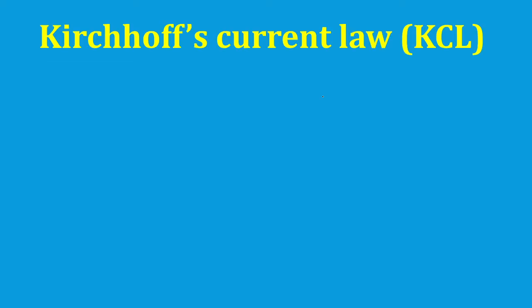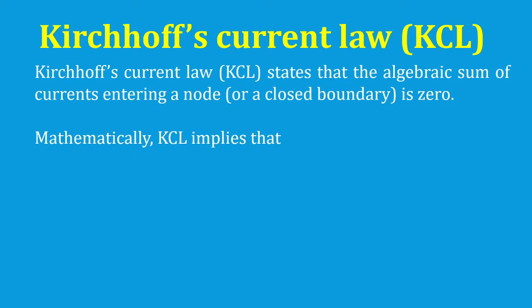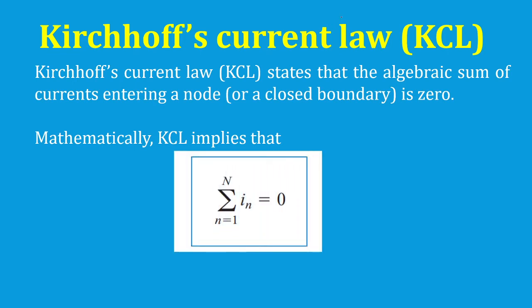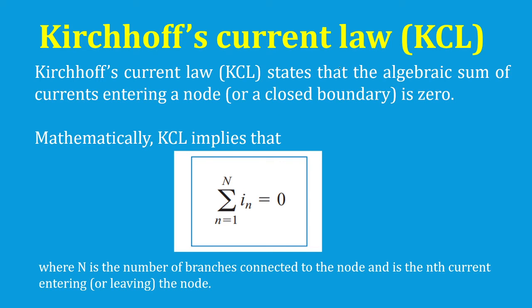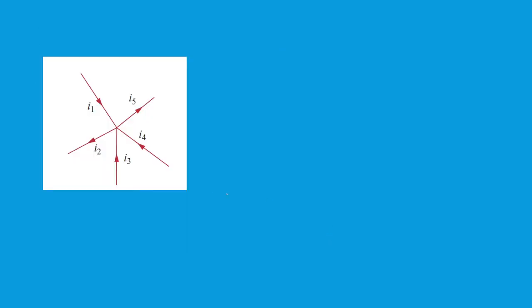So next comes Kirchhoff's current law. Kirchhoff's current law says that the algebraic sum of currents entering a node is 0. So far we have discussed what happens in a loop. Now we will see what will happen at a node. Mathematically, it is expressed as the algebraic sum of currents, where n is the number of branches connected to the node, and in is the ith current entering or leaving the node. Now you can see here, let's consider this as some node x or node 1.